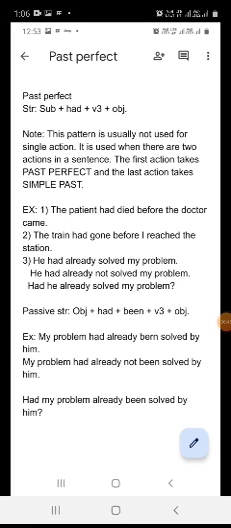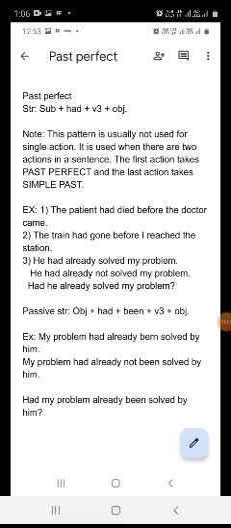So here we have started past perfect. After past continuous, the next one is past perfect. The structure of past perfect is subject plus had plus V3 plus object. It is on the screen, you can see very easily.